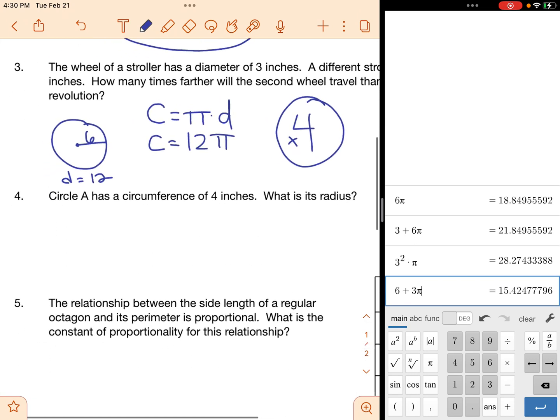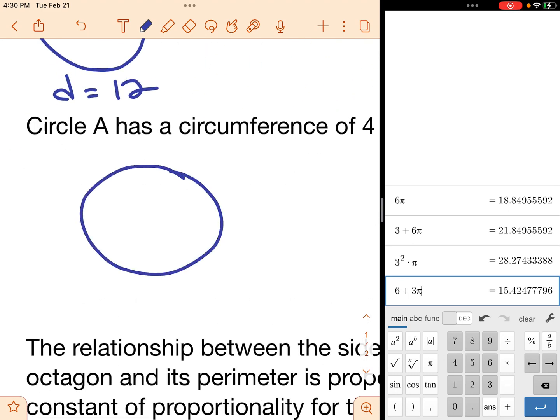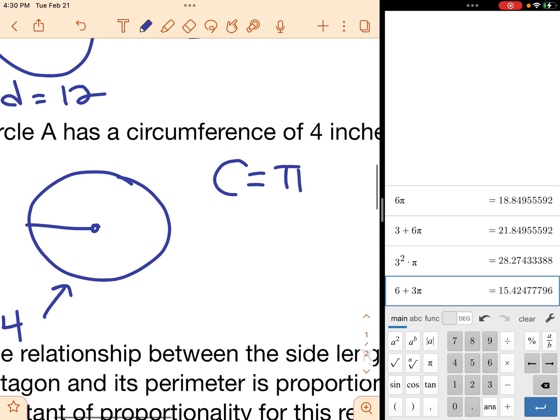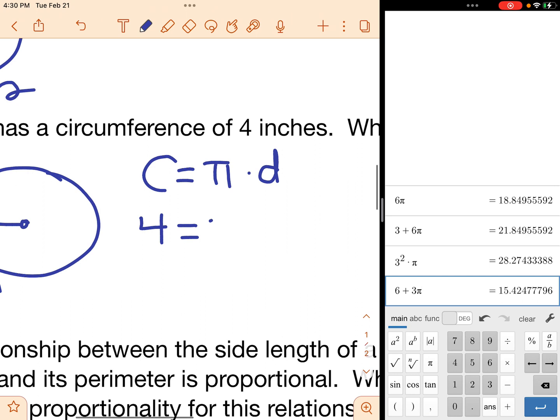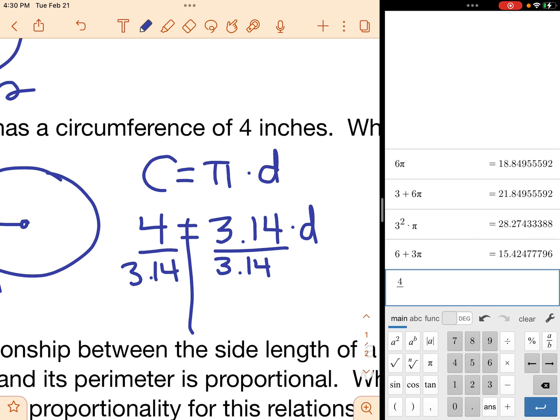Perfect. Number 4. Circle A has a circumference of 4 inches. What is the radius? So if we draw our little circle, all the way around it is 4. We need to figure out what our radius is. Okay, so again, circumference equals pi times d. We know our circumference is 4. We know pi is 3.14. We don't know what d is. So we need to divide. So we're going to take 4 divided by 3.14, or 4 divided by pi, and I get for a diameter 1.27.